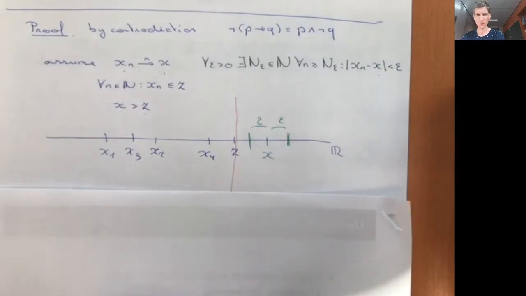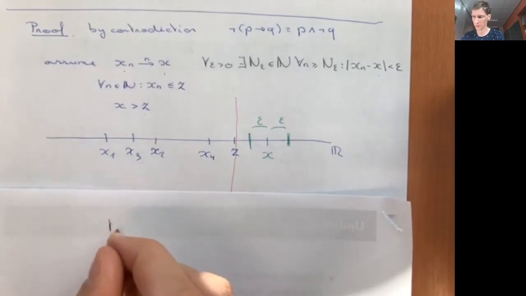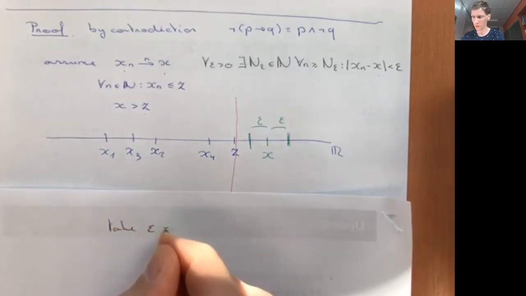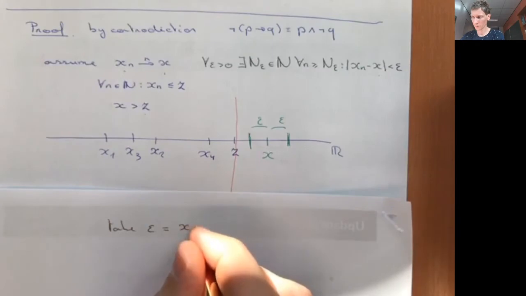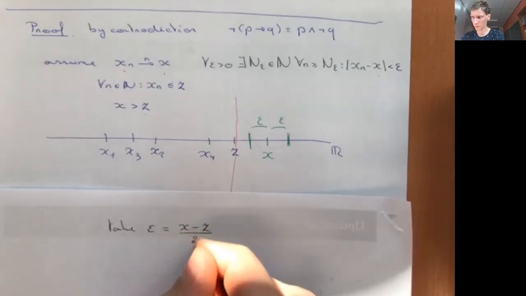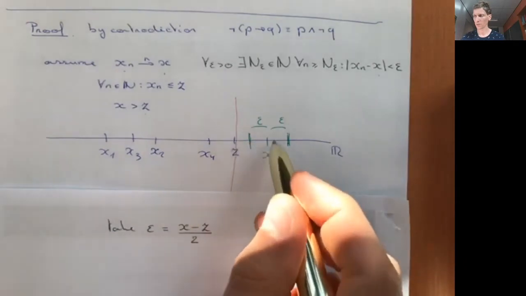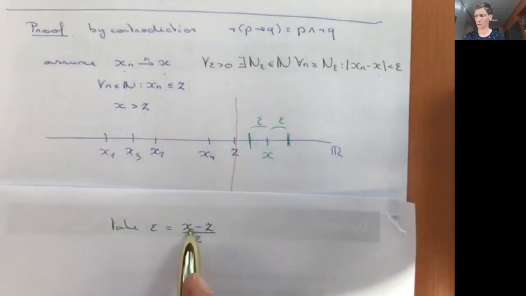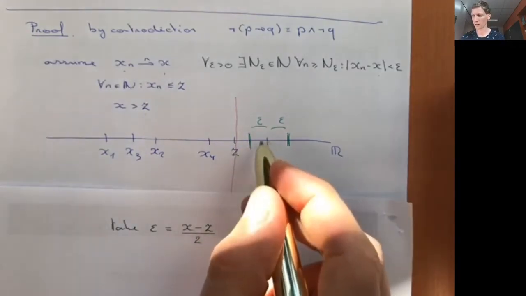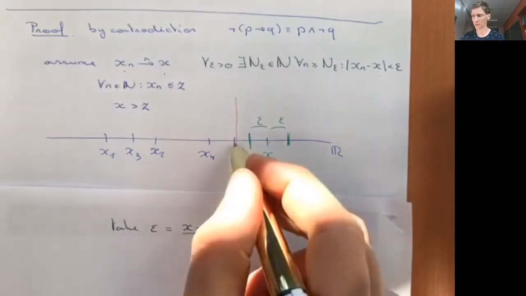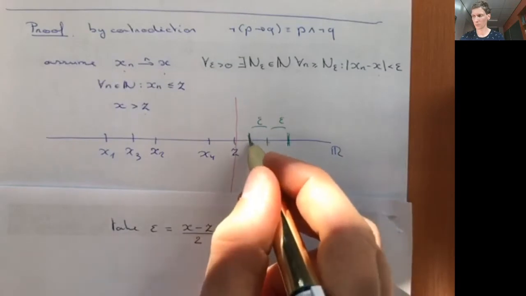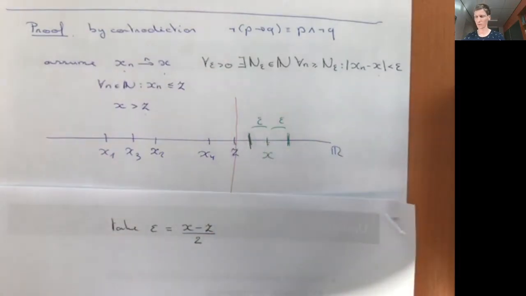So what can we do? For example, we can take epsilon to be equal to (x minus z) over 2, right? This is an example. And for this, epsilon will be halfway between z and x. You can also take (x minus z) over 3, over 4, whatever, as long as this epsilon distance, epsilon below x, is somewhere between z and x. Okay, so every epsilon here will work.